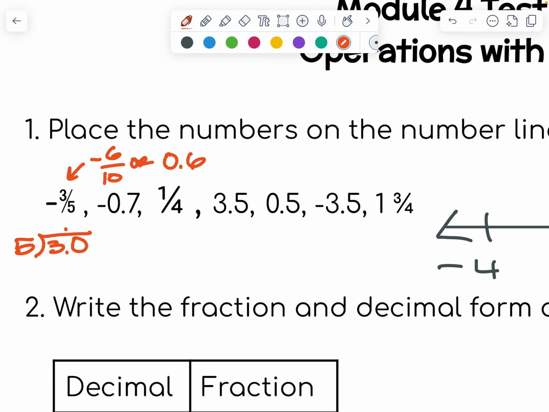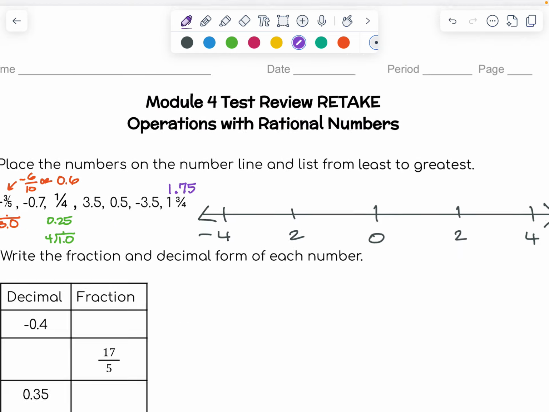All right, and then 1/4, I know 1/4 is 0.25. If you don't know that, you can also divide. And then the last one, 3/4, I know 3/4 is 0.75, so that's 1.75. All right, so let's put these on a number line.